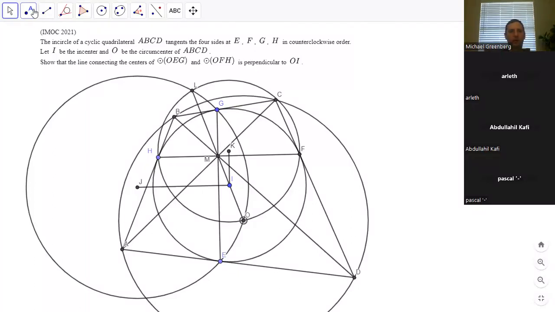So that's the same as saying that we want to show that M lies on the radical axis of these two circles, right? So the power of M with respect to this circle is MH times MF. Oh, that's true, it does, because MH times MF is MG times ME. So M has the same power with respect to these circles. So O, M, and L are collinear. And then the well-known fact says that O, I, and M are collinear, and so that would solve the problem. But I don't know why the well-known fact is true. So do you want to try to figure that out?